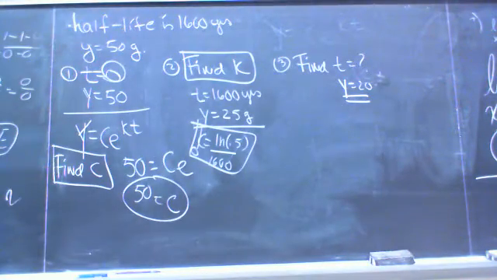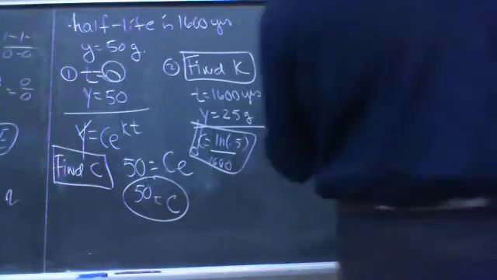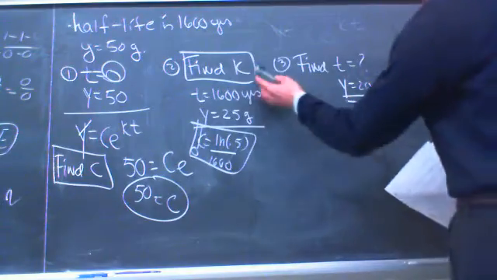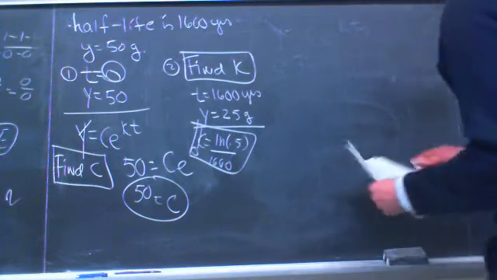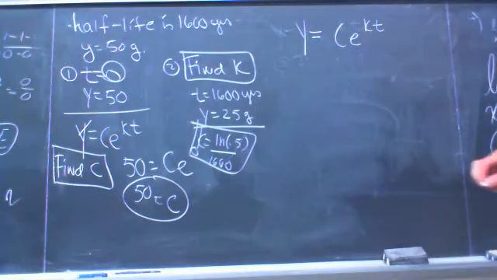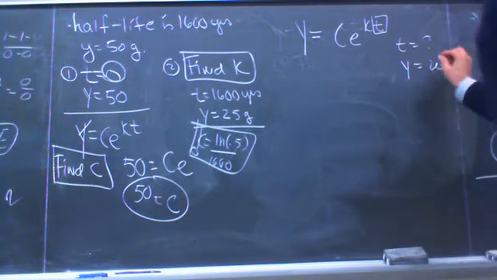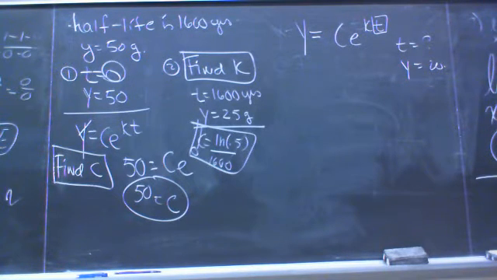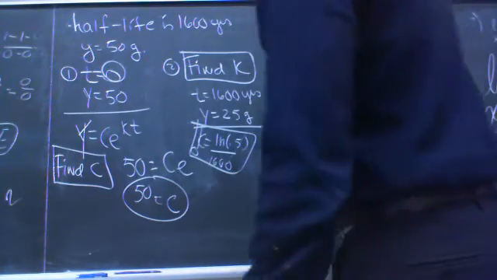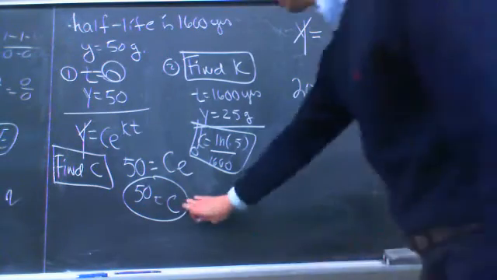20 what? And what equation will we use? Y equals what? But we're going to use the values we've obtained. So I'm going to rewrite this because I need more room here. So y equals C e to the kt. And I want to solve for t when y is what did we say? Did I say 20, right? So this becomes a what? What is C?